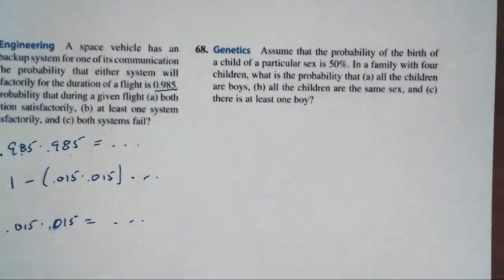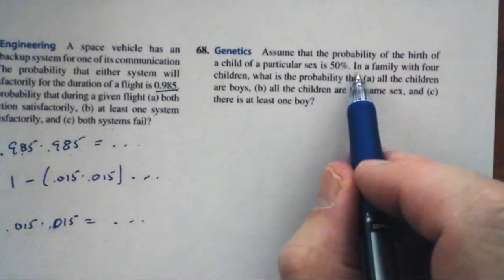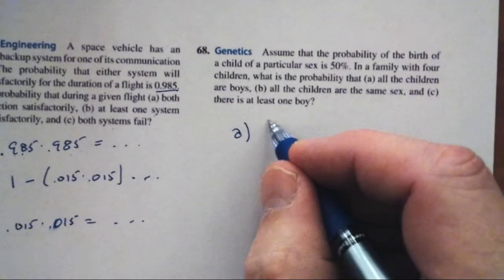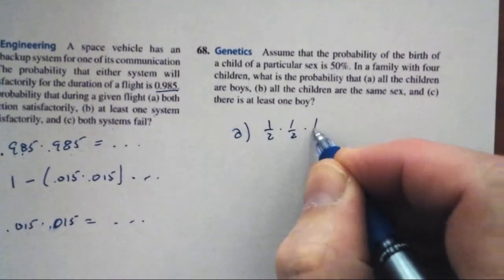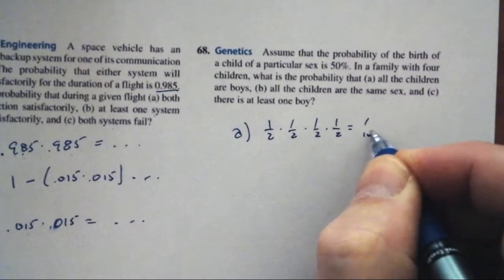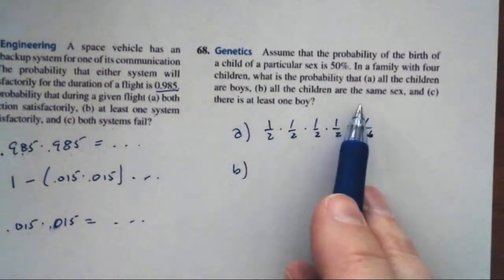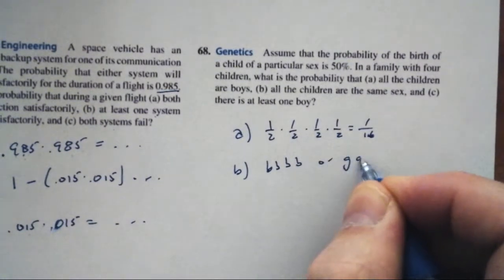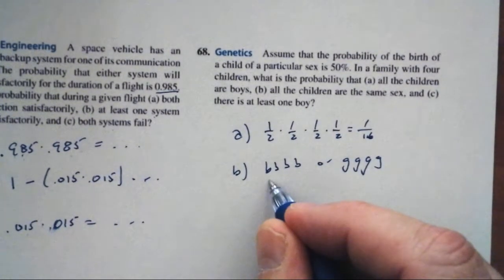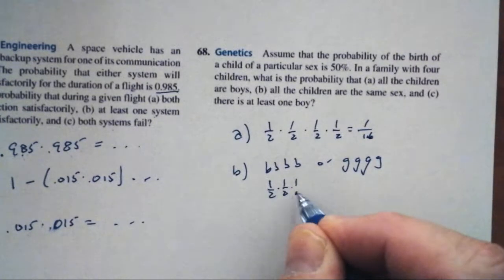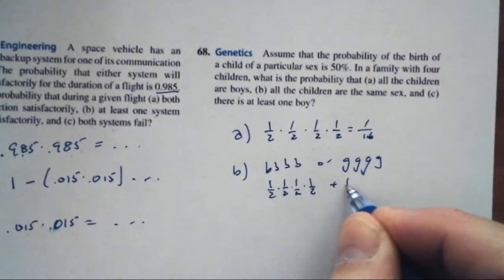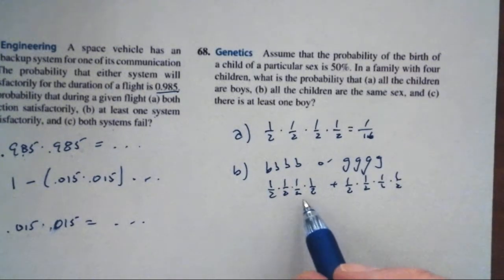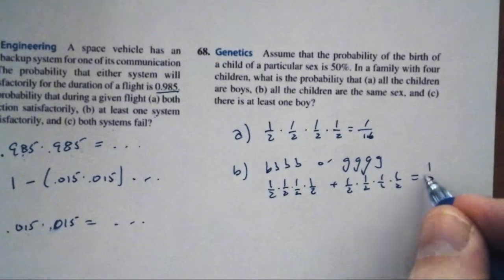And this is a good one. Assume that the probability of the birth of a child being a boy is 50%, 1/2. In a family with 4 children, what's the probability, A, we have all 4 boys? 1/2 times 1/2 times 1/2 times 1/2, 1/16. In B, all the children are the same sex. Well, that would be boy, boy, boy, boy, or girl, girl, girl, girl, which is 1/2 times 1/2 times 1/2 times 1/2 plus 1/2 times 1/2 times 1/2 times 1/2, which of course is 1/16 plus 1/16, 2/16, 1/8.